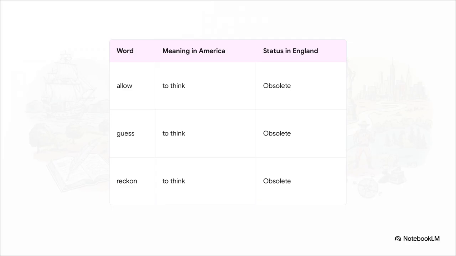And here's where it gets really fascinating, because in some ways, American English is actually more conservative. Words like allow, guess, and reckon, when you mean to think, were super common in Shakespeare's time. They just fell out of use back in England. But because the colonies were so linguistically isolated, these older forms were perfectly preserved. They're like little linguistic fossils.